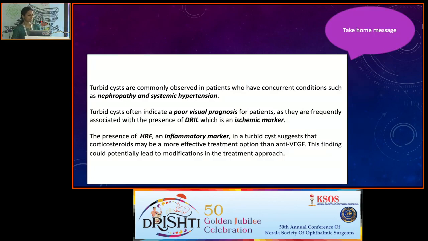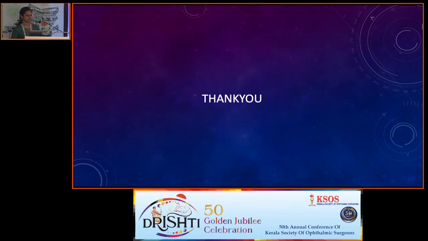Take-home message: turbid cysts are commonly observed in patients who have concurrent conditions such as nephropathy and systemic hypertension. Turbid cysts often indicate a poor visual prognosis for patients as they are frequently associated with presence of DRIL. It is an ischemic marker. And the presence of hyperreflective foci, which is an inflammatory marker, in the turbid cyst suggests that corticosteroids may be a more effective treatment option than anti-VEGF. This finding could potentially lead to modifications in the treatment approach. These are my references. Thank you.